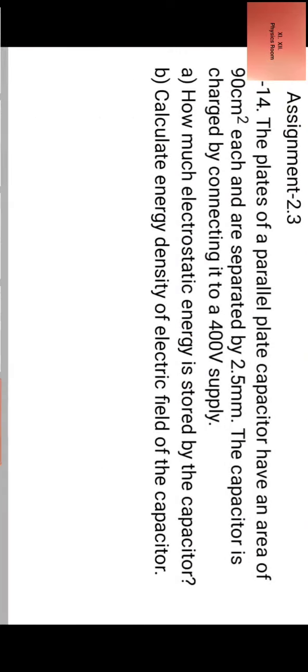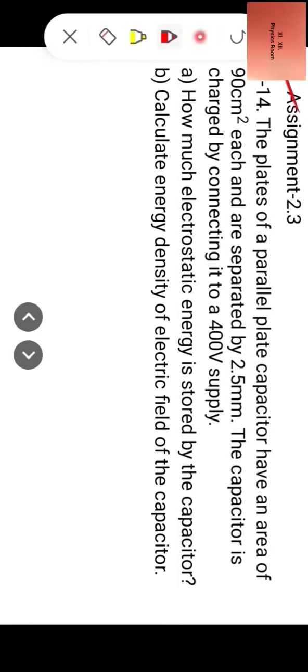So this is how we can derive the expression of energy density of electric field in a parallel plate capacitor, and it is equal to half epsilon 0 E square, where E is the electric field and epsilon 0 is the absolute permittivity of free space. Assignment 2.3.